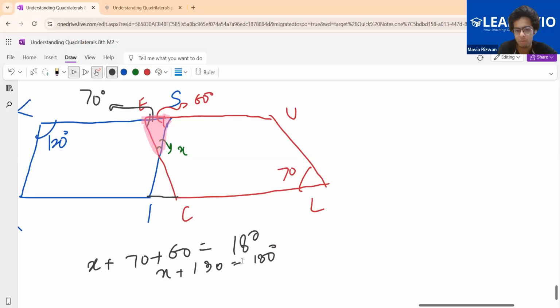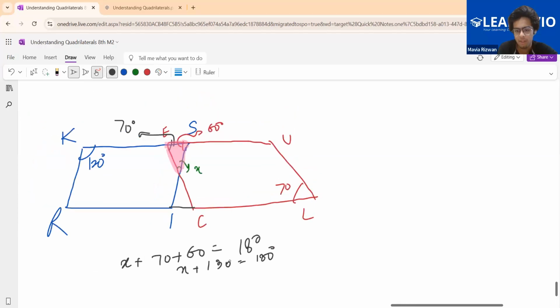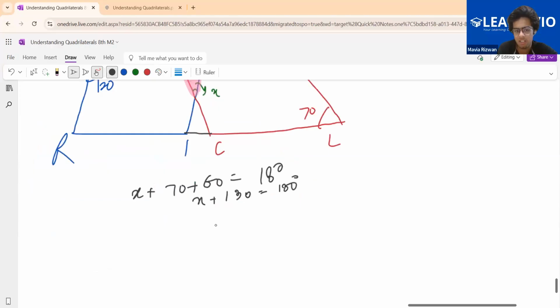So from here, x is coming out to be 180 minus 130. That is, x is equal to 50 degrees. So I hope this is clear to you, how we found out x.